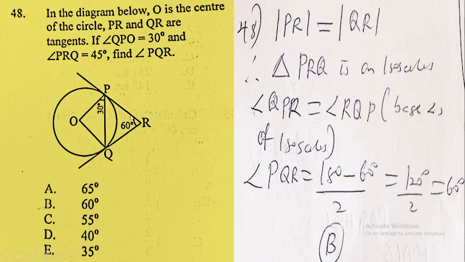So from there, 180 minus 60 will give us 120. 120 divided by 2 will give us 60. So that means this angle is 60, this angle is also 60. So that makes angle PQR 60 degrees, and option B is the correct option there.